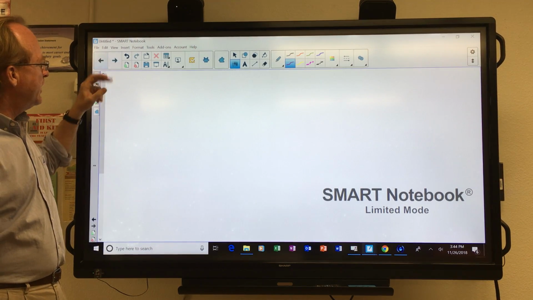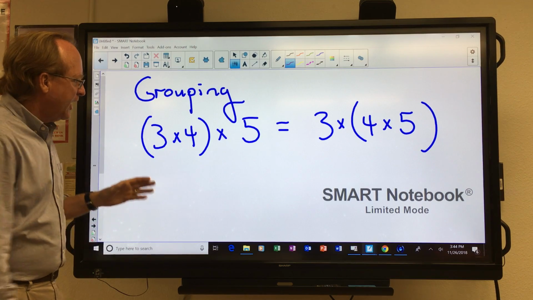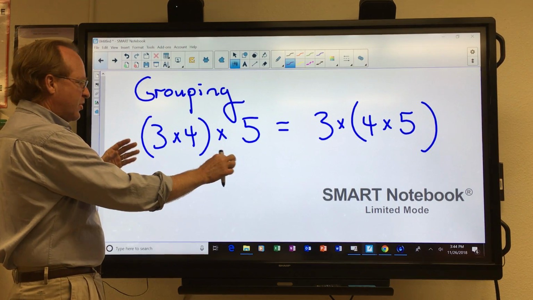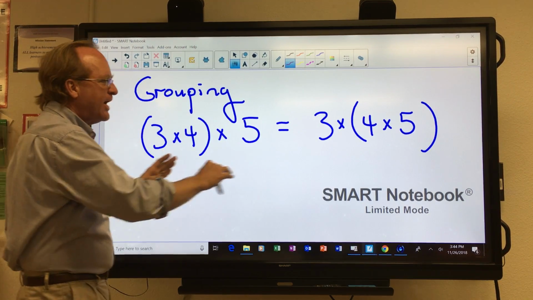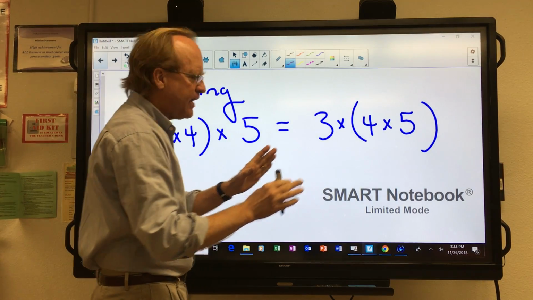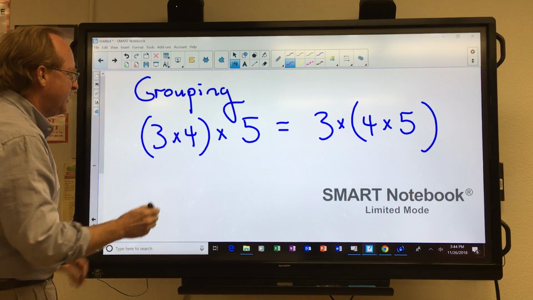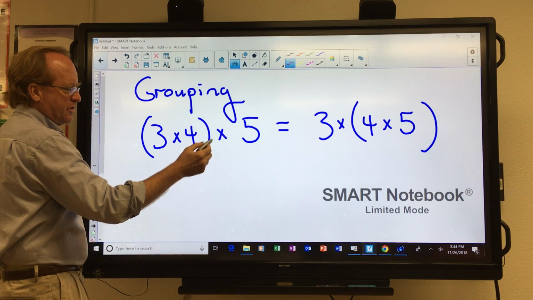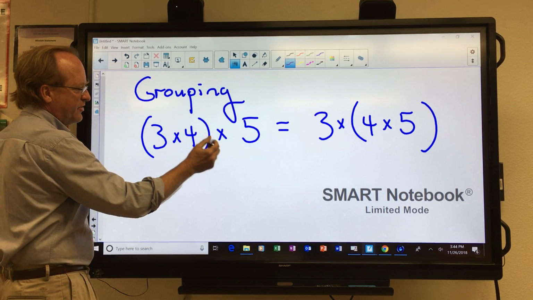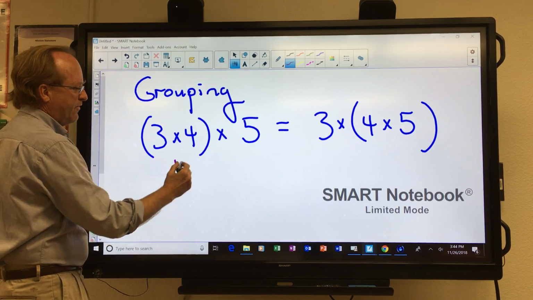Last for part 1, grouping. If you have a series of numbers, it's okay to pull them out and group them any way you like, because it's not going to matter. Let me show you two different versions of the same problem. 3 times 4 times 5. I'll do the first part first.